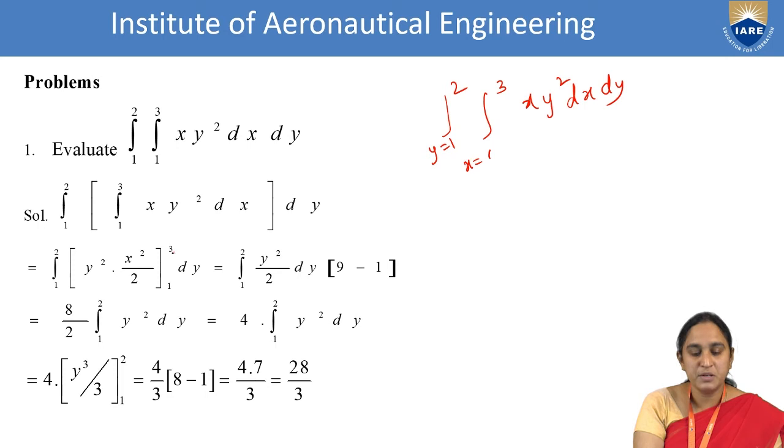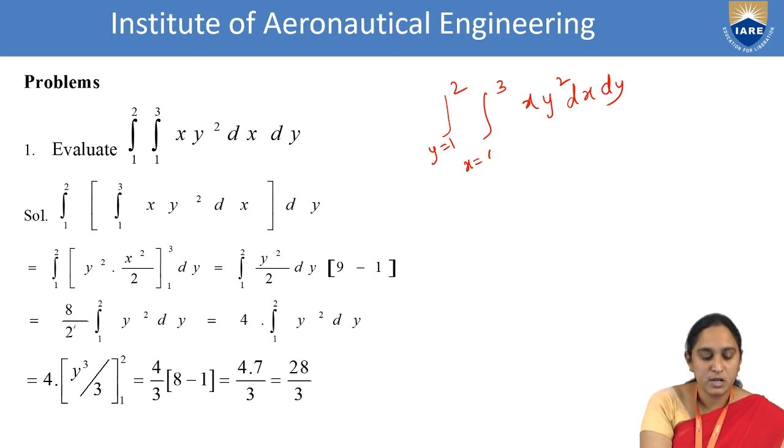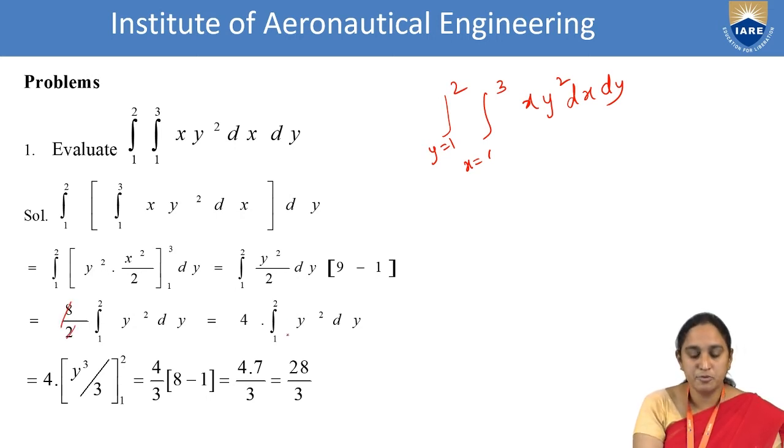What about the upper limit here? 3. That means 3 square. 3 square means 9, minus 1. Okay, the lower limit 1, that is minus 1 square. 9 minus 1 square means 9 minus 1. Okay, 9 minus 1 is equal to how much? 8 by 2. Okay, integral 1 to 2 and the remaining part y square dy. Now 8 by 2 means that is 4, integral 1 to 2 y square dy.